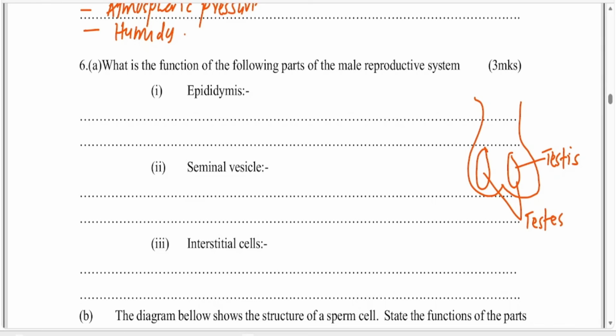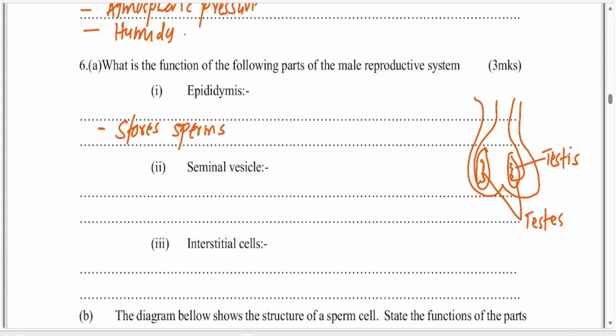Inside the testes, we have this coiled structure that we call epididymis. Epididymis is a structure for storing sperms. So we say it stores sperms. That is the function of the epididymis.